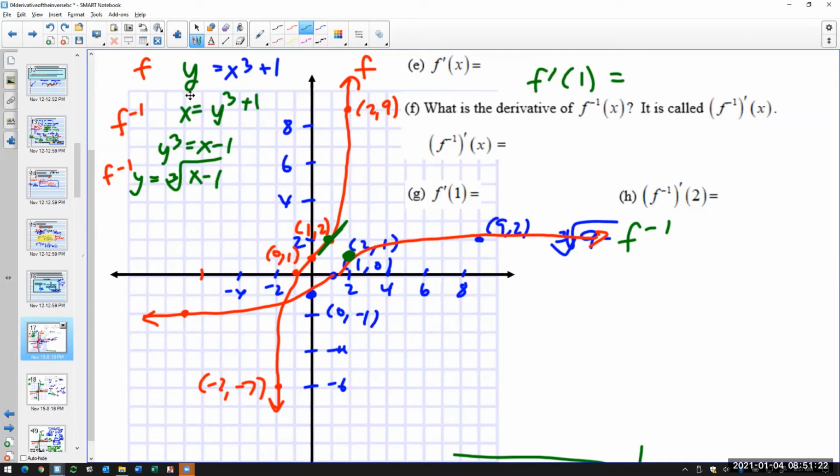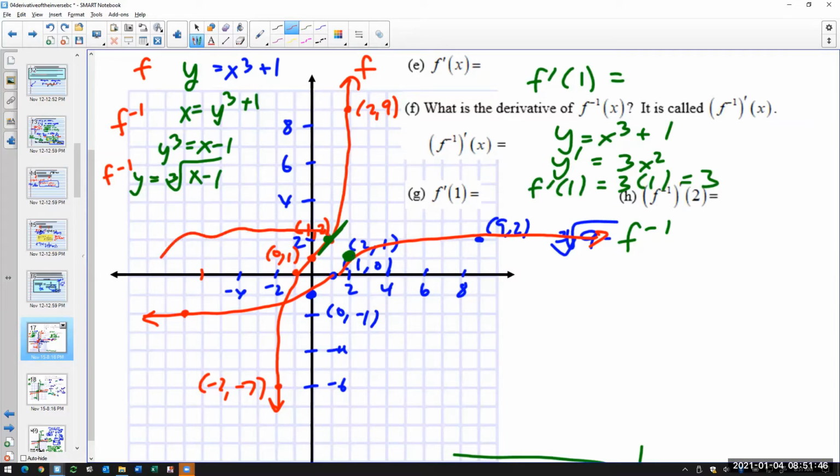So I know f is equal to x cubed plus 1. I know y is equal to x cubed plus 1. So y prime, or f prime, is equal to 3x squared, right? And so f prime at 1 would be 3 times 1, which is 3. Everybody good with that? Let me write some things that I know. Right here at this green point, there are two things I know. The first thing I know is f of 1 is equal to 2. And the second thing is that f prime of 1 is equal to 3. Do you agree with me so far?